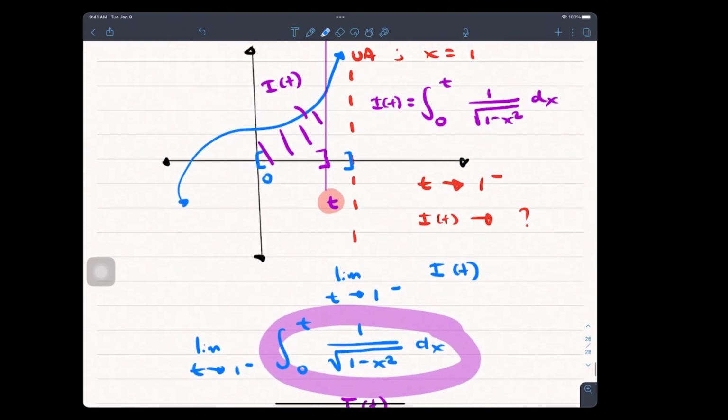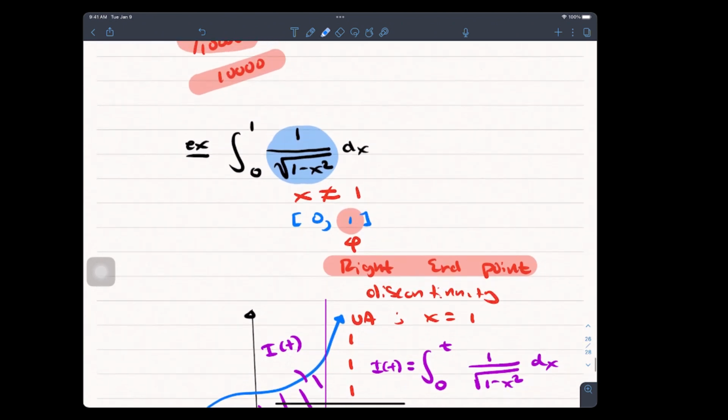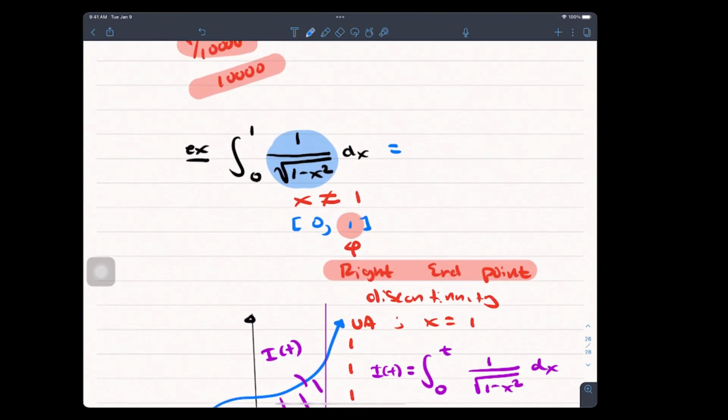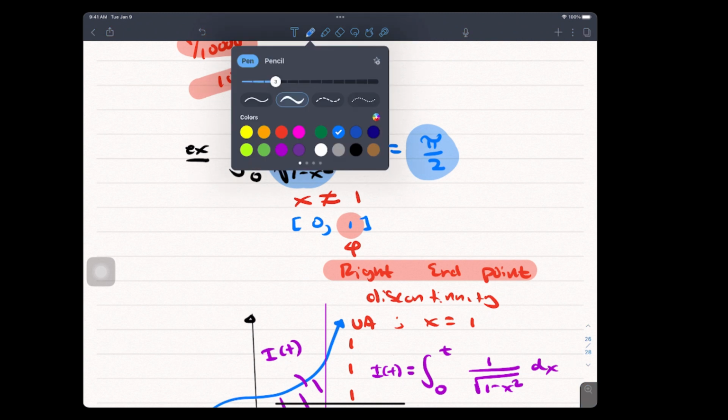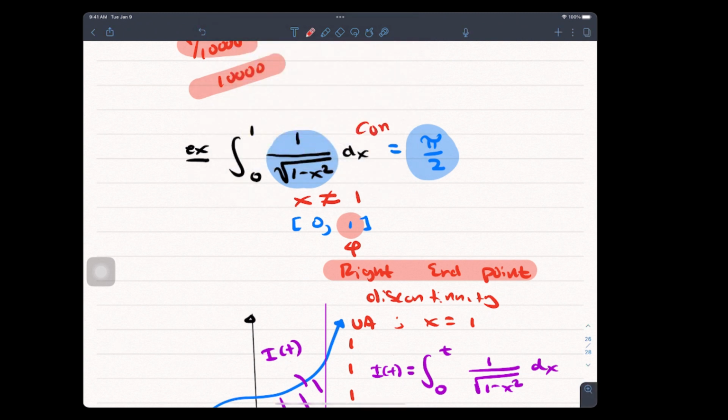What does that even mean, though? You guys know what this means? That this area equals pi over 2. That means your integral converges, because that number is finite. That's a finite number, less than infinity. Converges. So you can actually take the area.